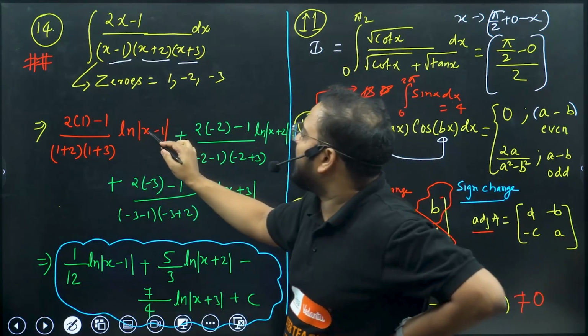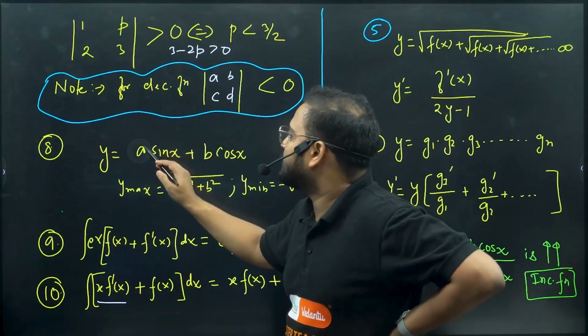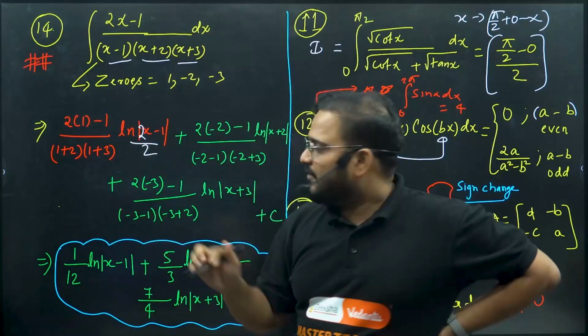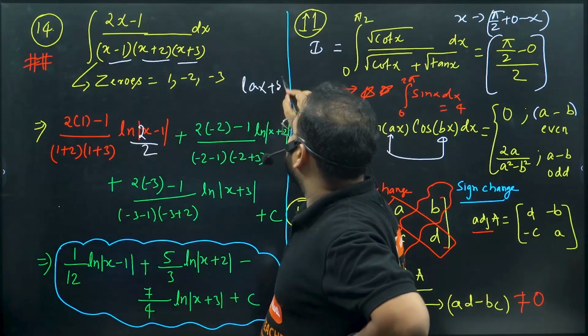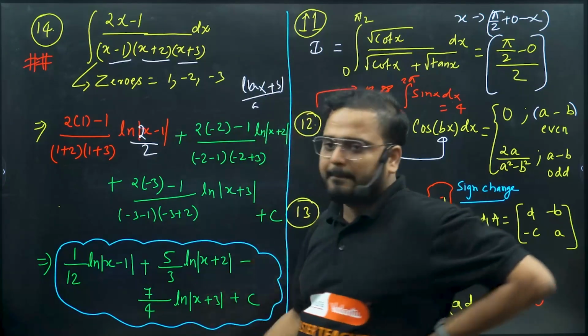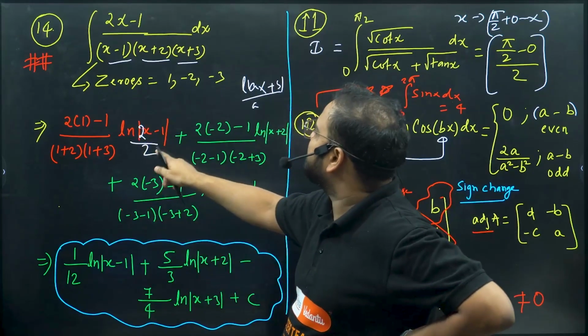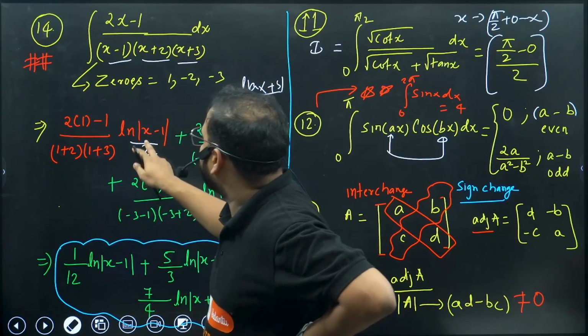If, let's say, I had ln of 2x minus 1, I would have to divide this by 2. You already know this, right? If you have ln of ax plus b, you have to divide by a. In this case, we don't have anything. We have simply this as 2 and this is simply 1. The x coefficient is 1, so you don't have to worry about that.